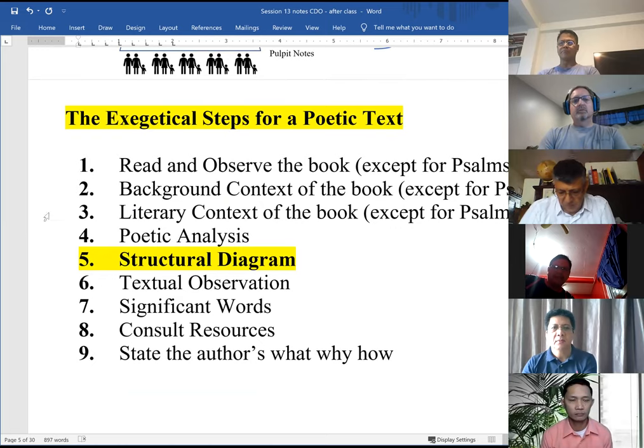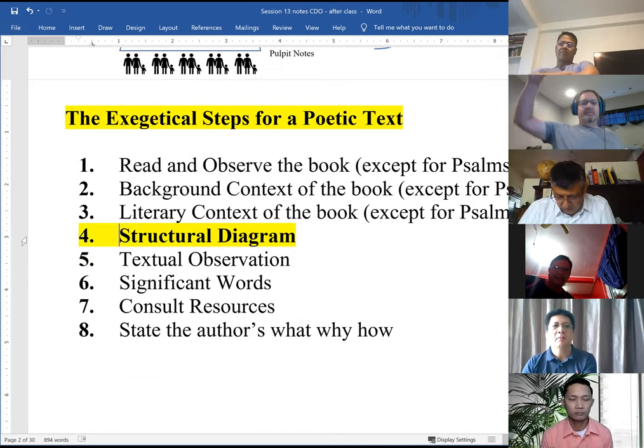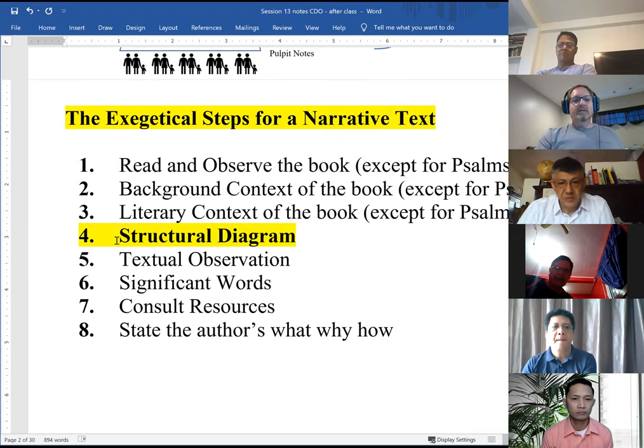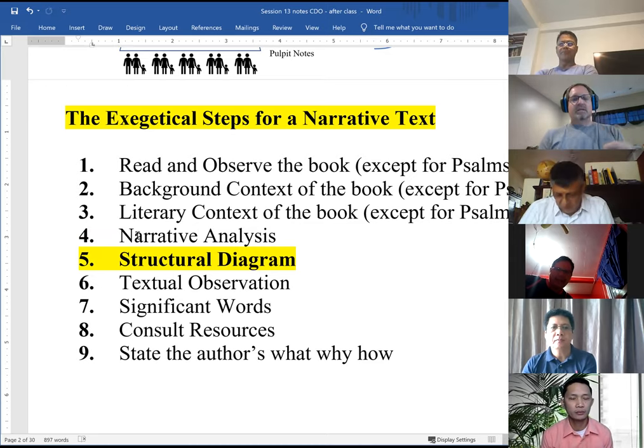For example, when we did the epistles, this step here, the narrative analysis, wasn't there. We went from the book study, looking at the book as a whole, the background and the literary context. We went right from there into the passage and we diagrammed the passage that we're studying. And then we did textual observations, significant words, and we're going to do that here in our narrative text as well. But when we added the narrative step, then we also did narrative analysis. And that's where we spent a number of weeks looking at narrative specific ways to study the passage. We did the character analysis, the setting analysis, the scene analysis, the plot analysis. We looked at the story, summarized its point.